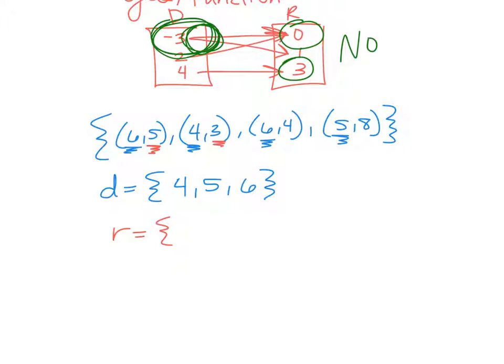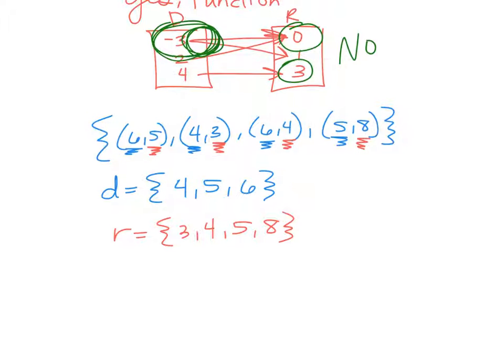Then our range, so start your brackets. You have 5, 3, 4, and 8. So how do I write my range? 3, 4, 5, 8. Okay, so that's my domain and range.